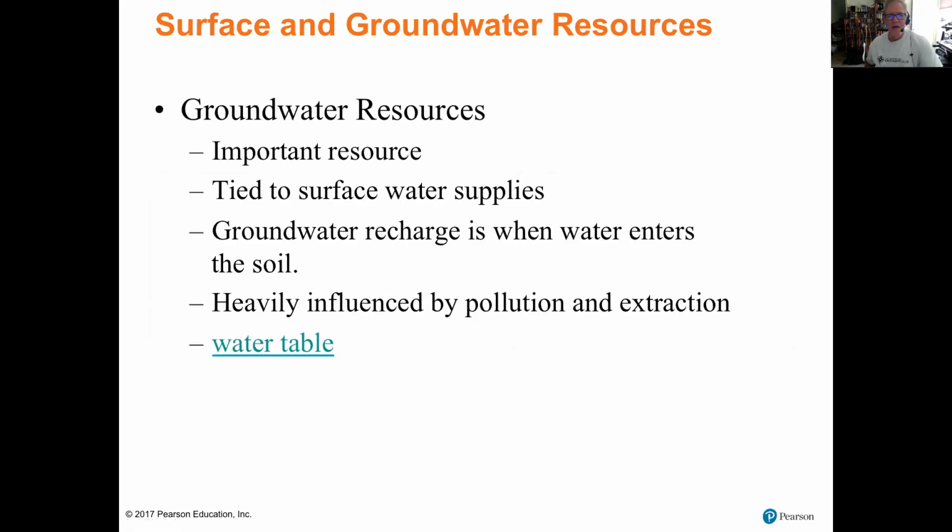So that's dams there. Now, so we have streams, we have rivers, and then we have groundwater resources, which for many of us, that's the most important resource. The groundwater resources are tied to surface water supplies. The more precipitation that you have coming into the surface, the more they can percolate down through the layers and get down to what we call the groundwater recharge area. Okay, and it's heavily influenced by pollution, which we'll discuss in a minute, also by extraction, we remove. Now, make sure you watch this water table animation over in the course module. So make sure you watch that.